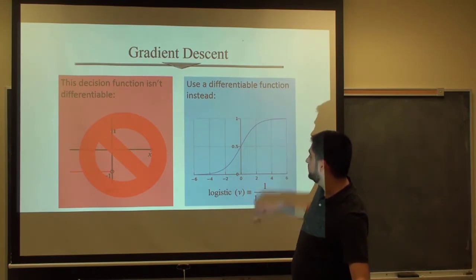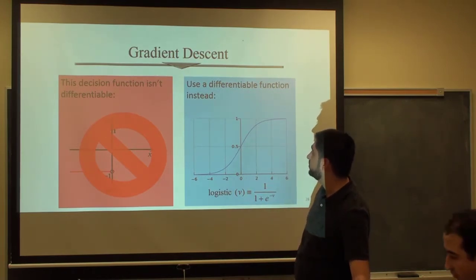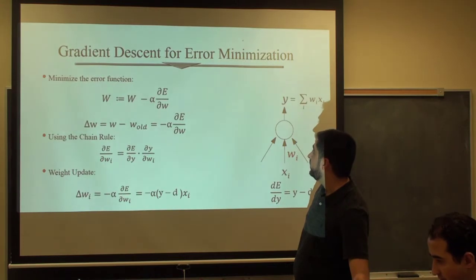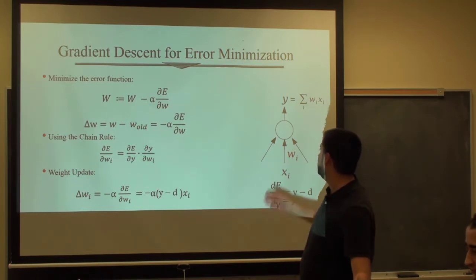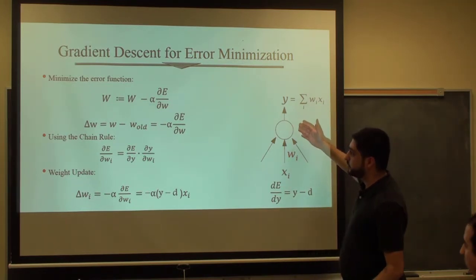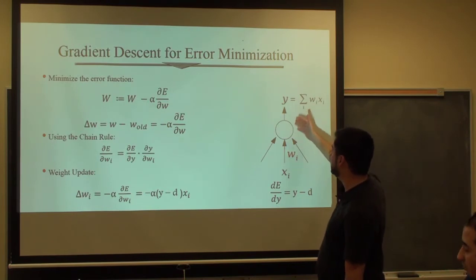So most people use the sigmoid. It's much more common. Now, how do we use the gradient to update our weight, or minimize the error? Let's look at a simple case, which is like one neuron.